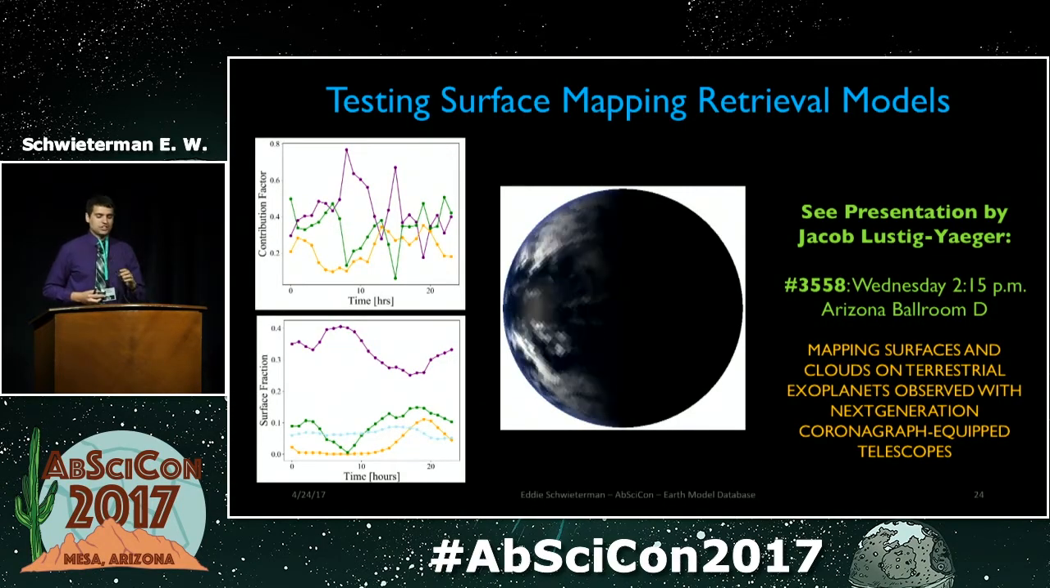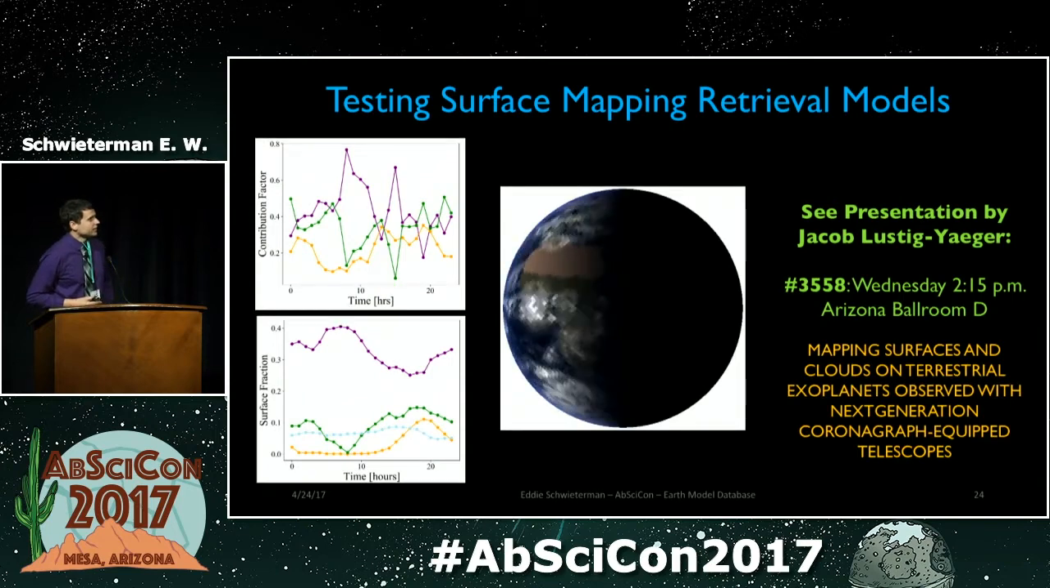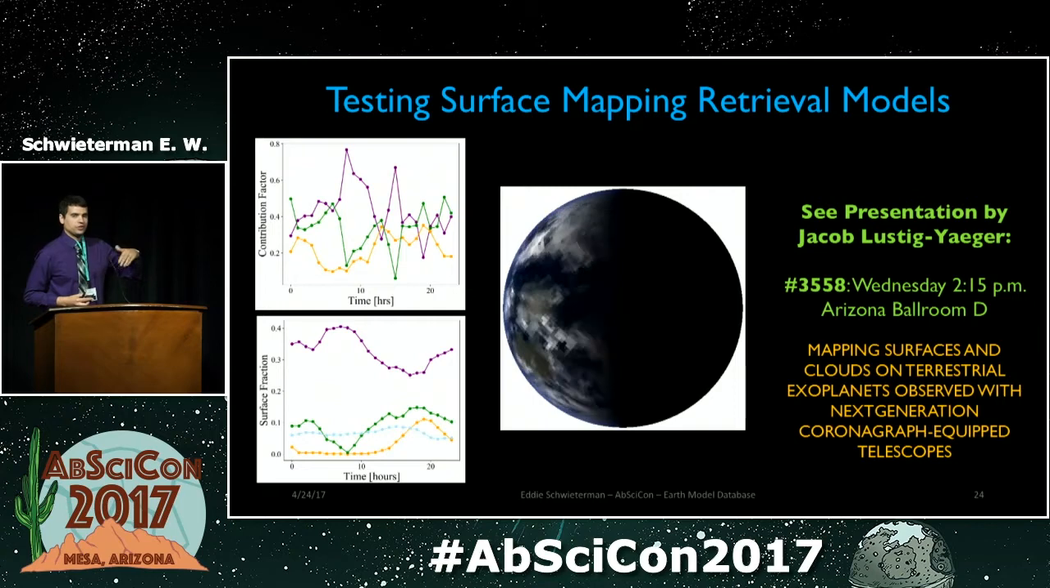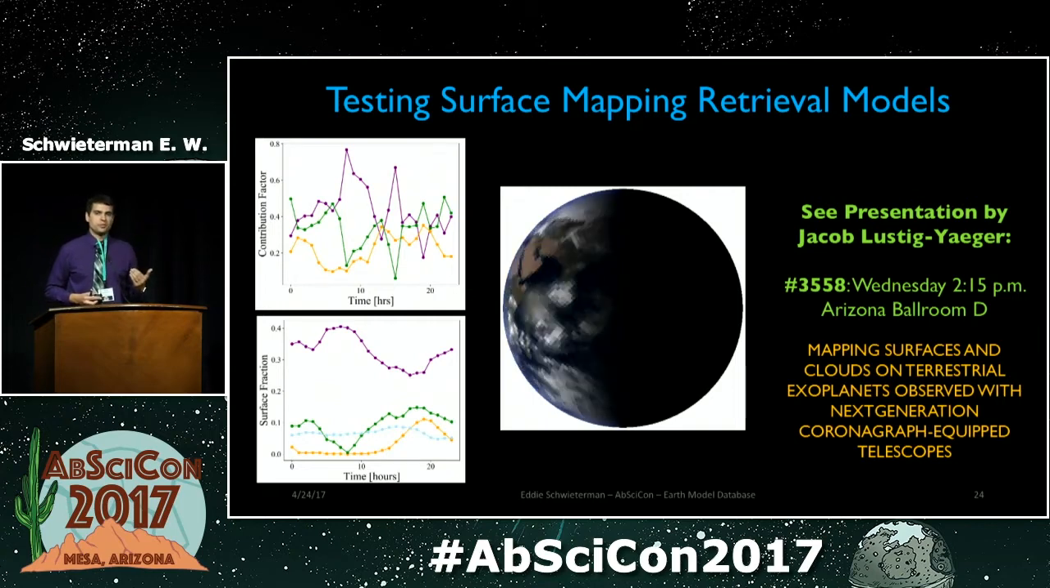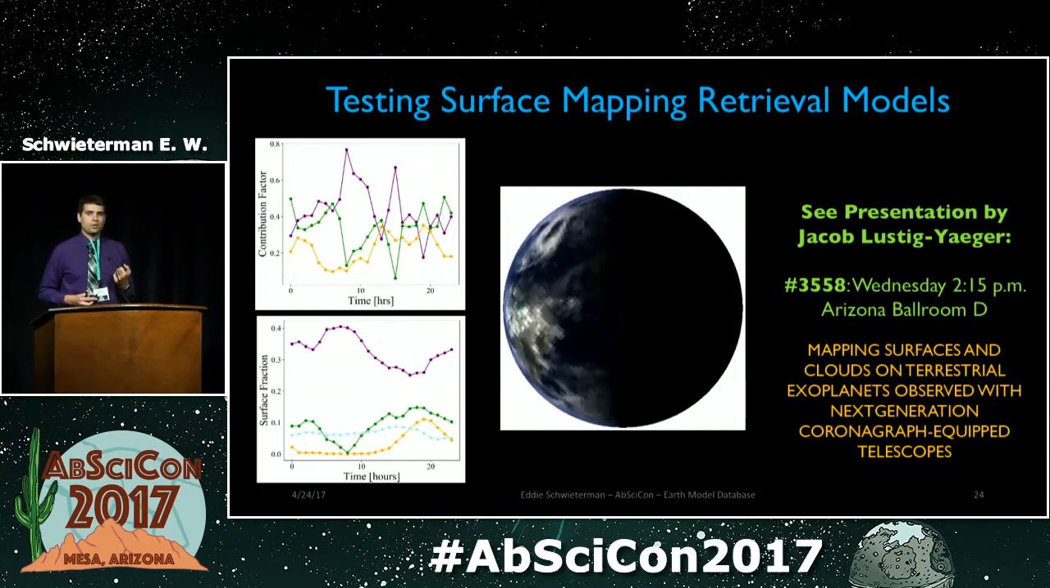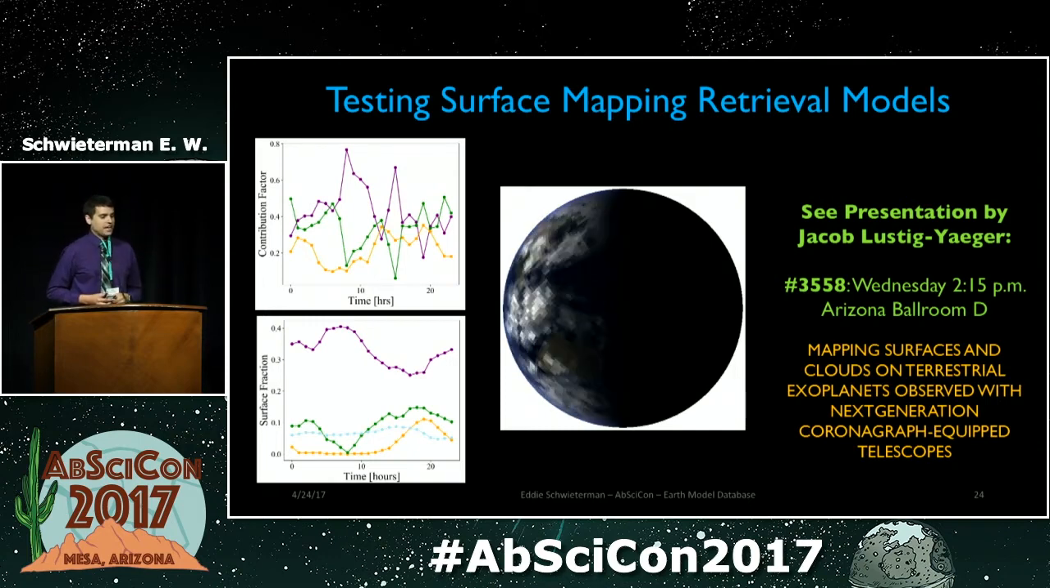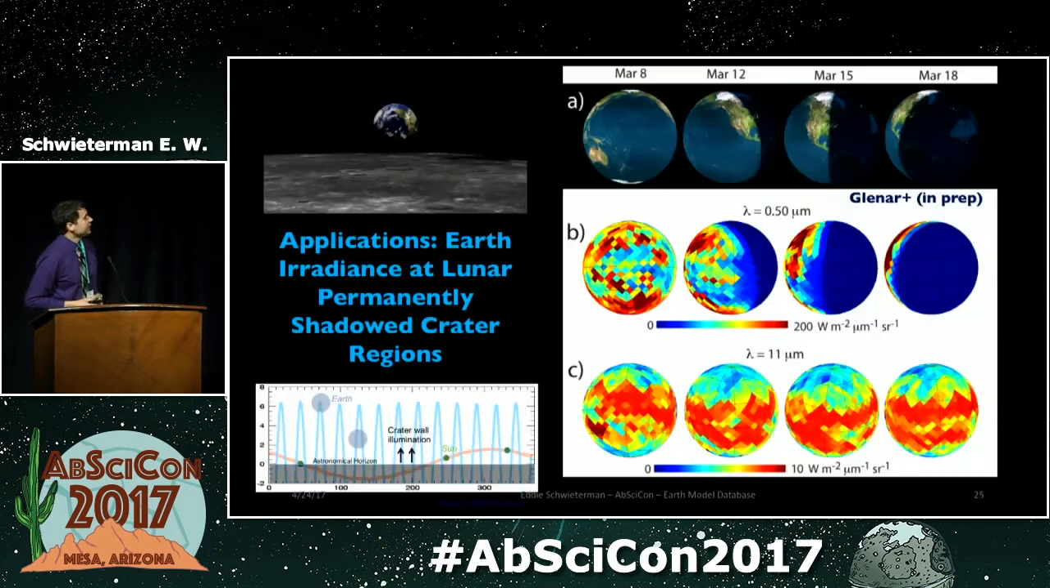Surface mapping is something that's been talked about. I want to advertise a poster by Jacob Lustig-Jaeger, who's going to give a talk in this room at 2:15 on Wednesday, using the spectral Earth database I've mentioned to test retrieval models and see how well we can actually pull out ocean fraction, vegetation fraction, and land fraction. So please come see that.